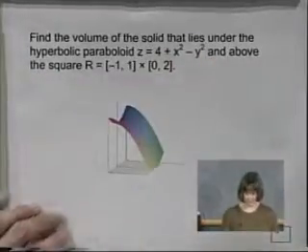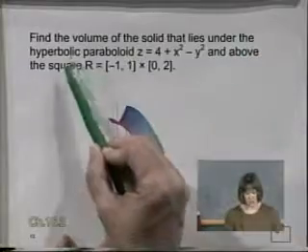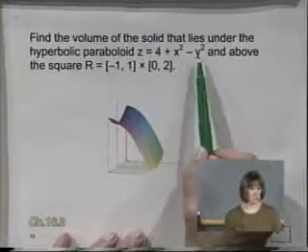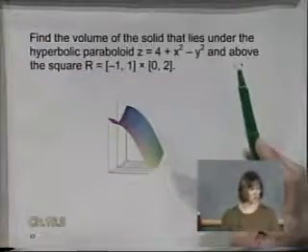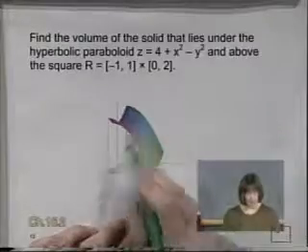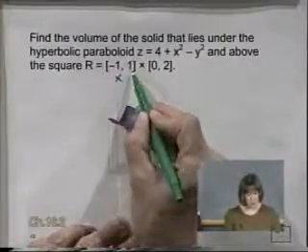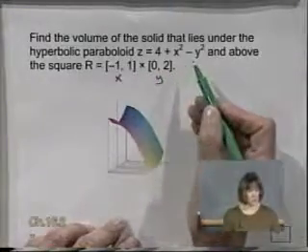Now this one sounds like it's very difficult, but it's not, and let's just talk about it. It says find the volume of the solid that lies under the hyperbolic paraboloid z equals 4 plus x squared minus y squared. I just took the liberty of going into Maple and telling it to graph that surface for us. And when I told it to graph it, I limited it for x to range between -1 and 1, and y to range between 0 and 2.